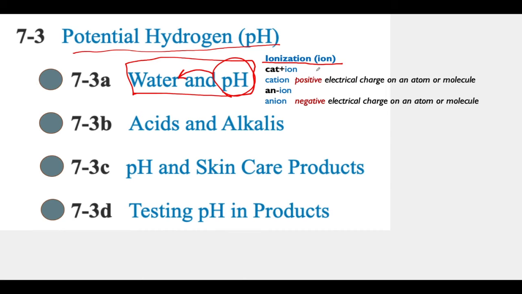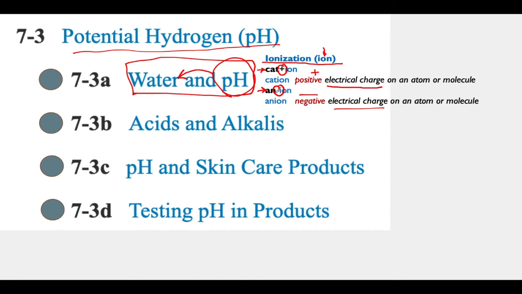What is ionization? Ionization is when you have a separation of the molecule into a positive electrical charge and a negative electrical charge. So there are three words we want to know: ionization, or ion. Each of these is an ion. And what kind of ions do we have? Cations and anions. Cations are positive charge and anions are negative charge.